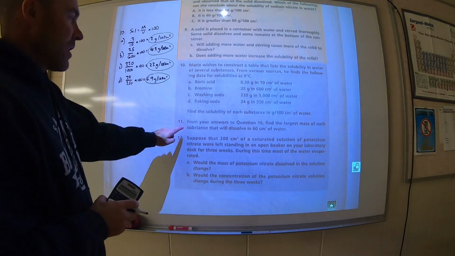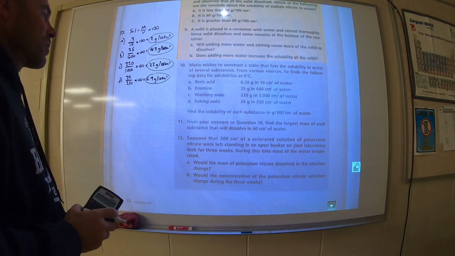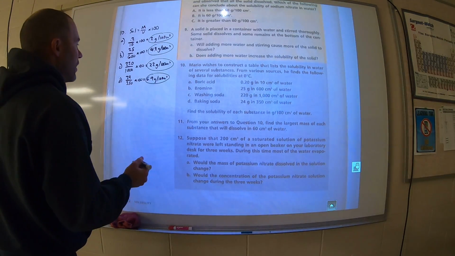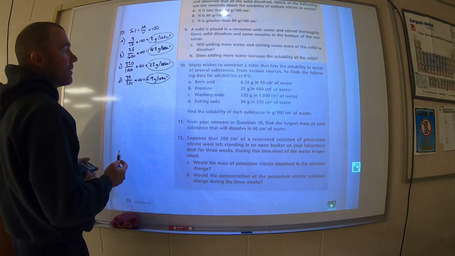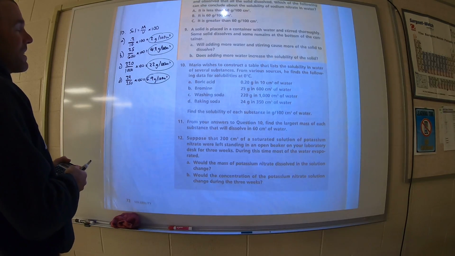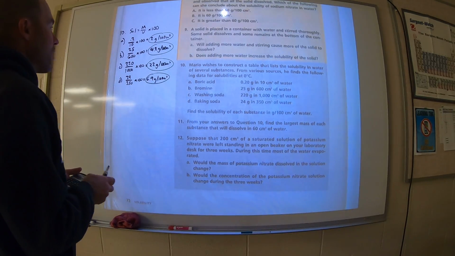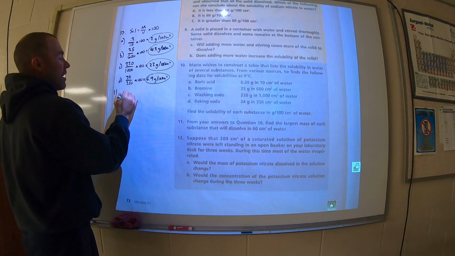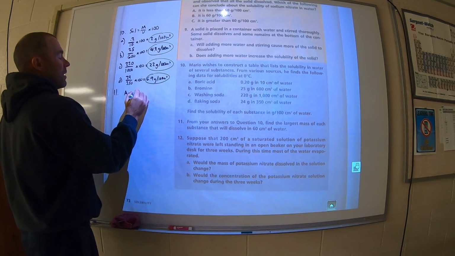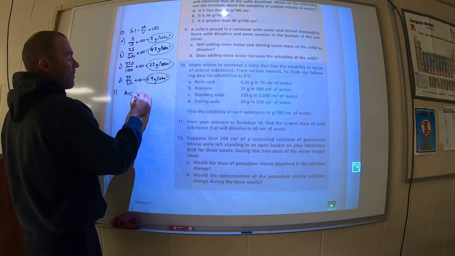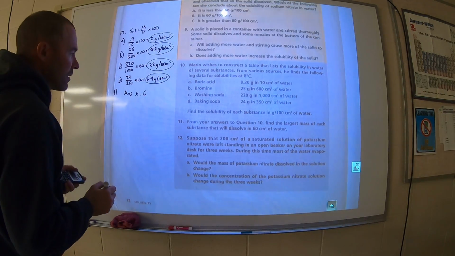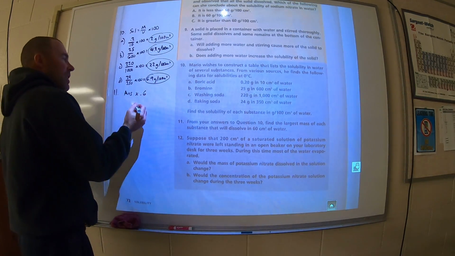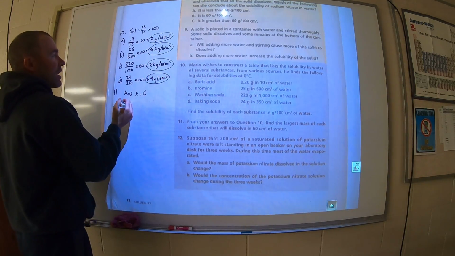Then number 11 says, from your answers to question 10, find the largest mass of each substance that will dissolve in 60 cubic centimeters of water. So we know how much will dissolve in 100. So 60 is 0.6 of 100. So all that I'm going to do on number 11 is the same thing. We're just going to take the answer times 0.6, because 60 is 60% of 100. So if we just take it times 0.6, it's going to give us what we want.